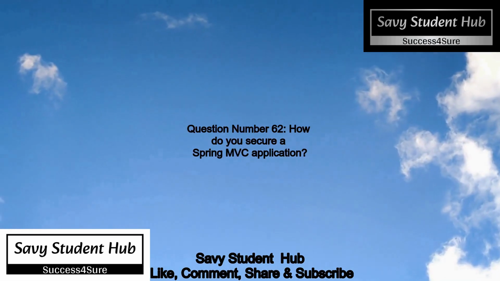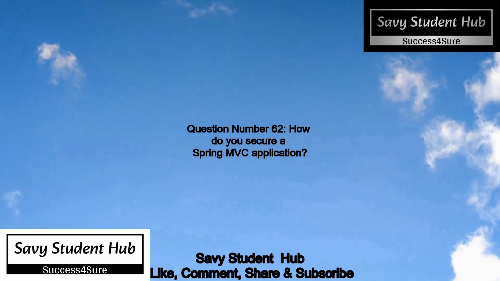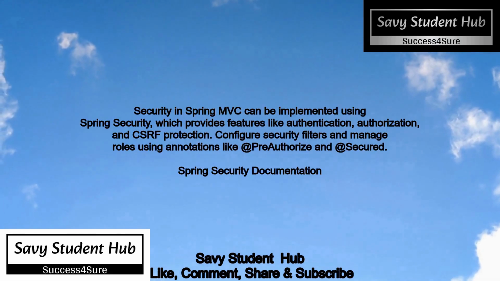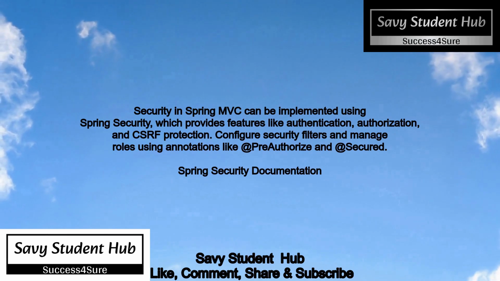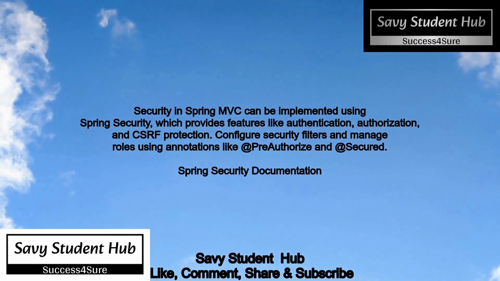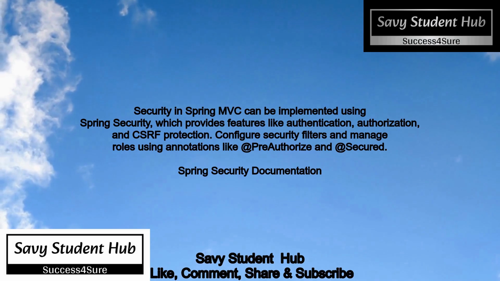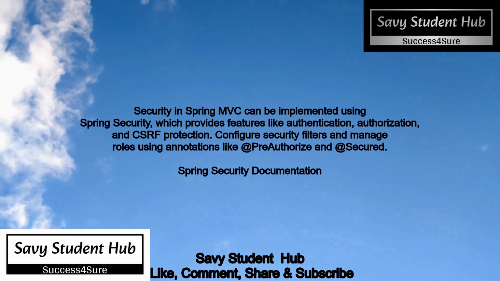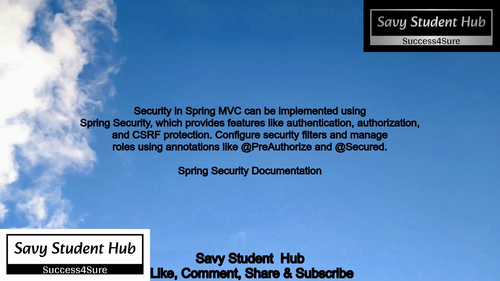Question number 62. How do you secure a Spring MVC application? Security in Spring MVC can be implemented using Spring Security, which provides features like authentication, authorization, and CSRF protection. Configure security filters and manage roles using annotations like @PreAuthorize and @Secured.